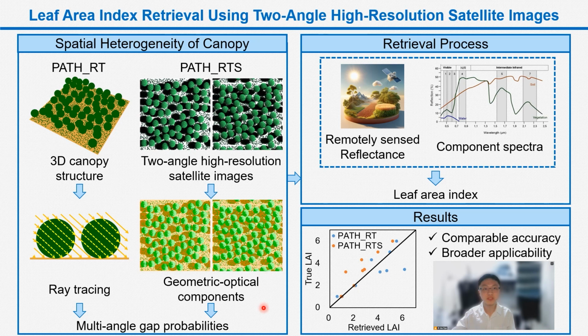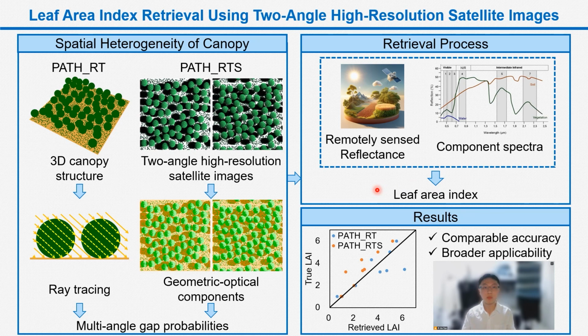Using the observed gap probabilities at the two angles, we then extrapolate the gap probabilities at other angles. This extrapolation considers the general ground shape. Once we have the multi-angle gap probabilities, along with the remotely sensed reflectance and the component spectra of leaves and the background, we can invert this model to retrieve LAI.